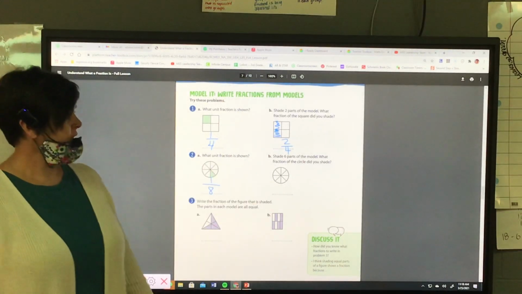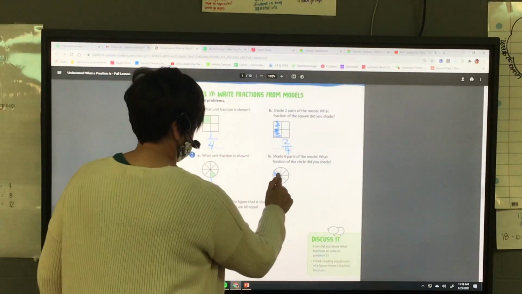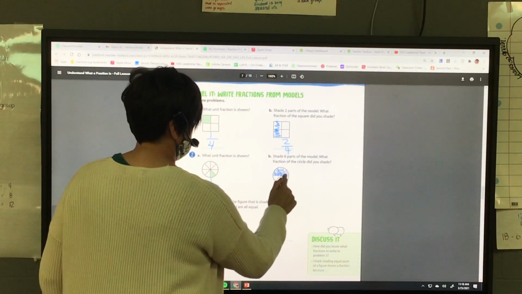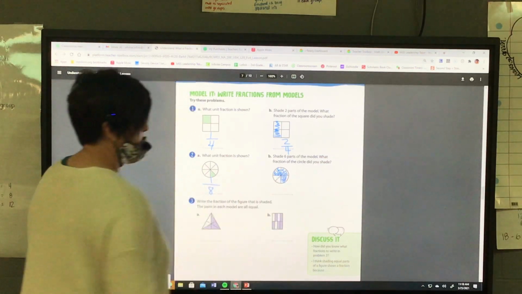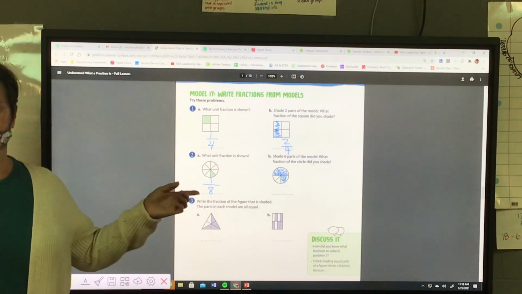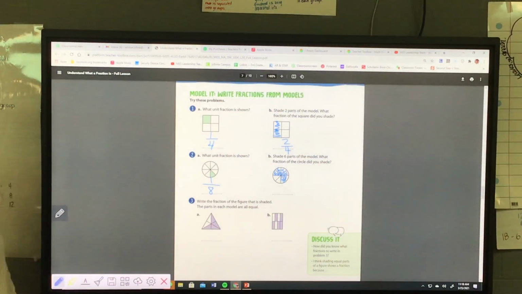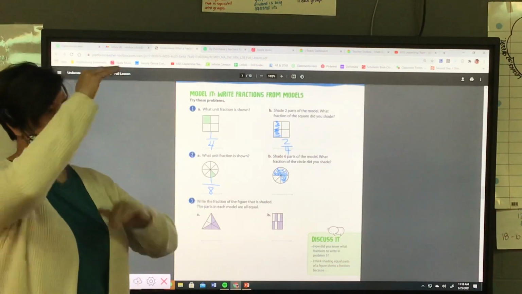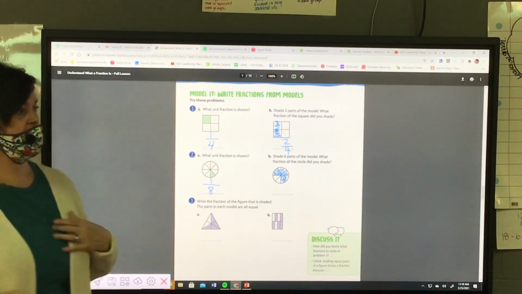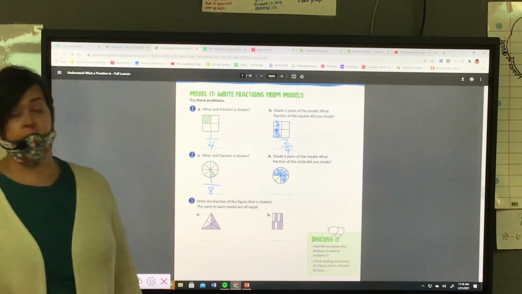Okay, over here. Shade how many parts? 6. So 1, 2, 3, 4, 5, 6. What would the fraction be for what we just shaded? Raylin? What's the fraction? The numerator and the denominator. But you have to say it correctly.